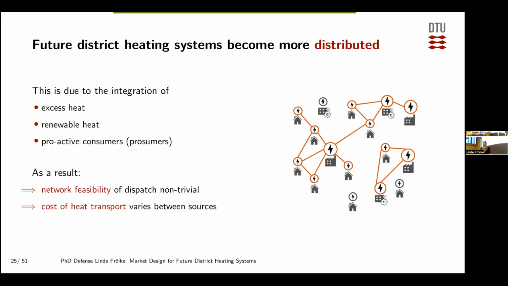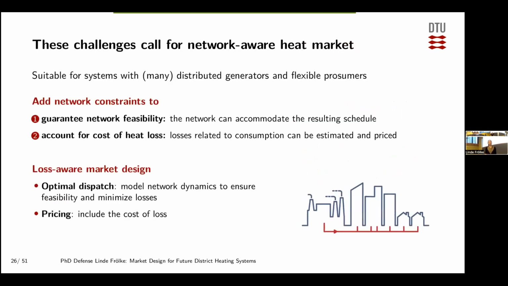As a result of this different system setup, the network feasibility of dispatch that comes out of the market is no longer trivial because there are many more configurations possible. And also the cost of heat transport will vary more between different sources that can supply the same consumer. In this work, we argue that those challenges call for a network-aware heat market. And we are focusing here on making this network-aware market also suitable for systems where there are possibly many distributed generators and flexible prosumers.